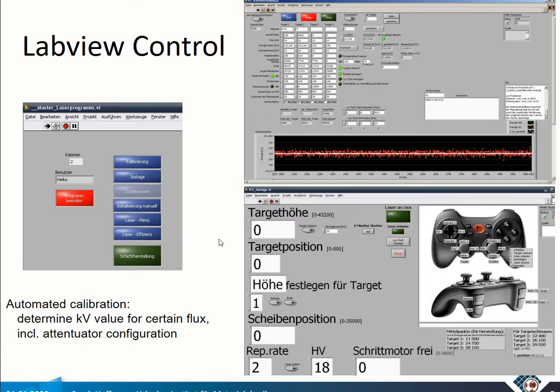And yeah, this self-written code, at the moment it's in German, but it's also one of our goals to transfer this to English. You can control the system then here with a joystick. That's quite fancy. And it's possible to have some automated calibration, so that you tell the system what flux you need, and then the attenuation system is automatically adjusted to that value. And during the deposition, there is of course an energy monitor for the energy of the laser beam in the laser system.